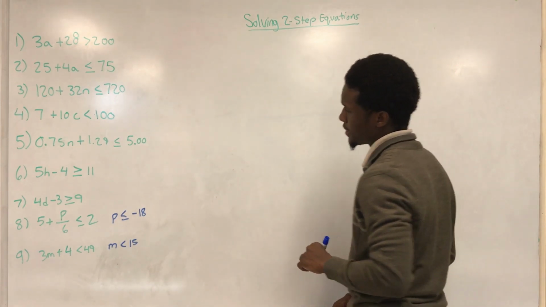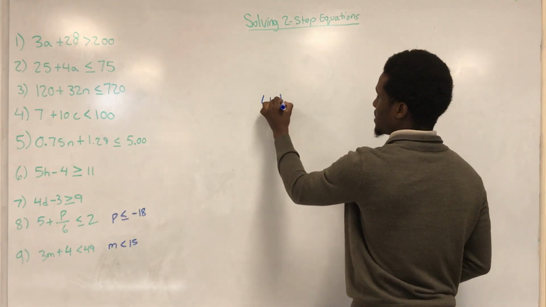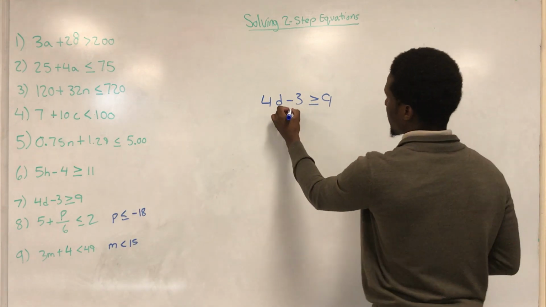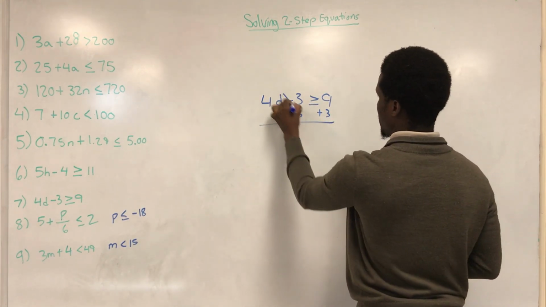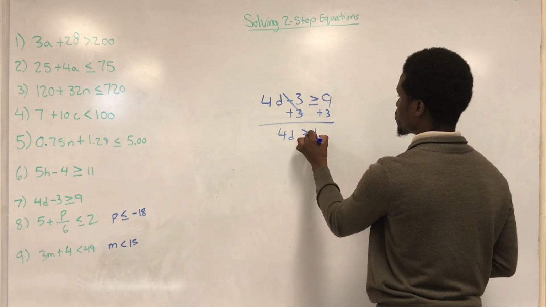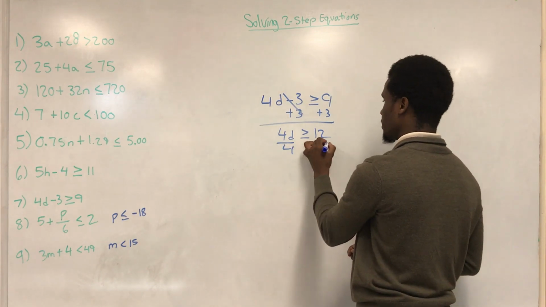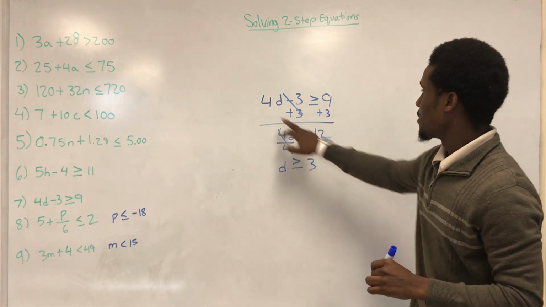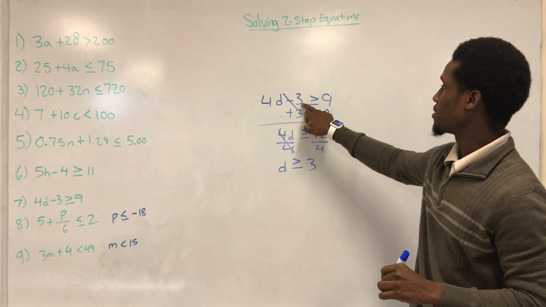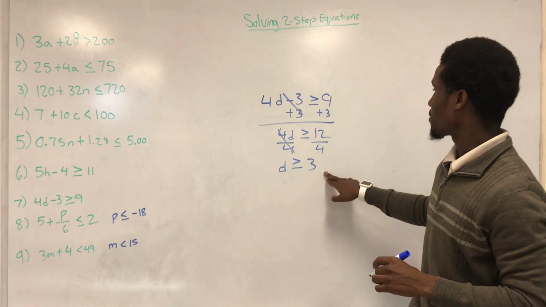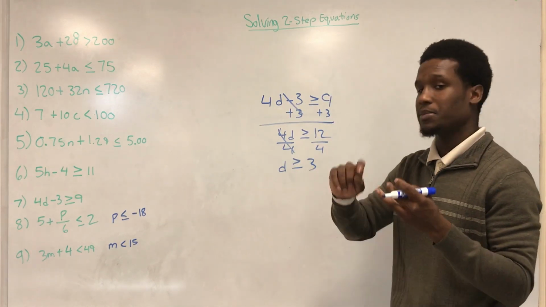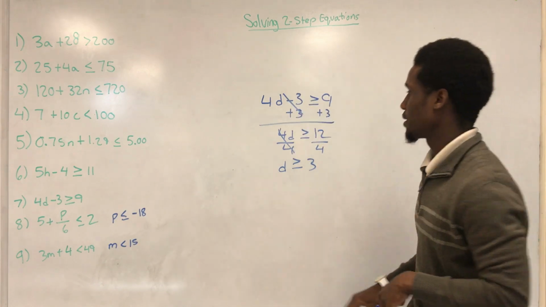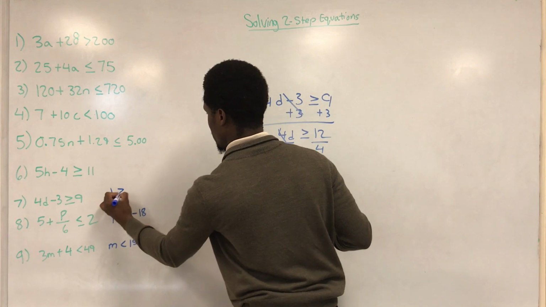Alright, let's try 7. 4d minus 3 is greater than or equal to 9. So, I'm going to add 3. So 4d has to be greater than or equal to 12. I'm going to divide by 4 and divide by 4. So d has to be greater than or equal to 3. Let's plug in and see if that makes sense. 4 times 3 is 12. 12 minus 3 is 9. So yes, if d is greater than or equal to 3, this inequality will be true. So d could be 3, 4, 5, or 200. As long as d is greater than or equal to 3, it will fulfill this inequality. So here's my answer: d is greater than or equal to 3.